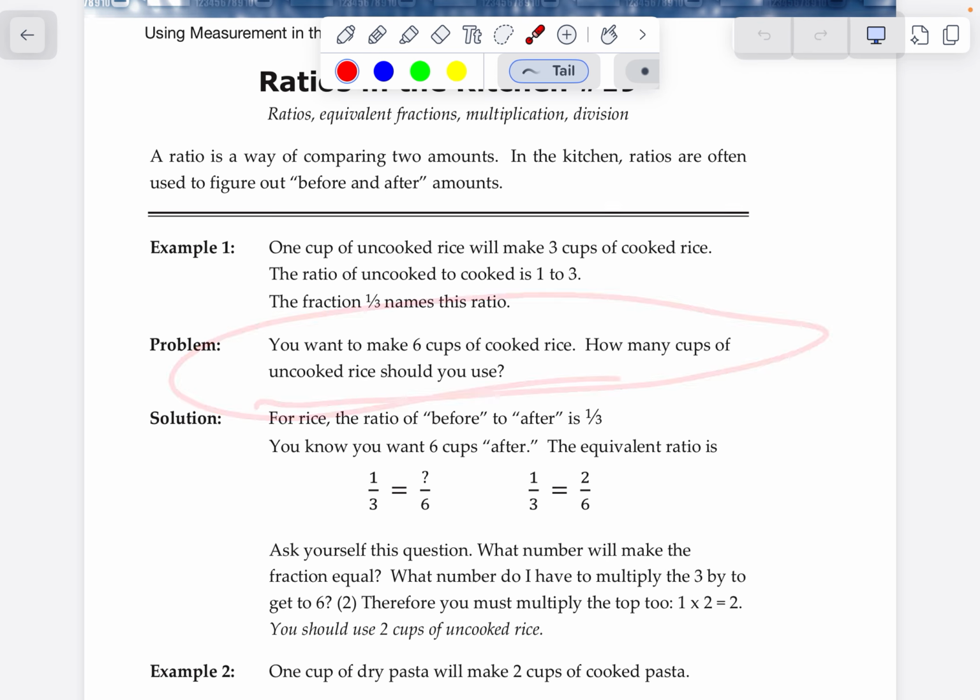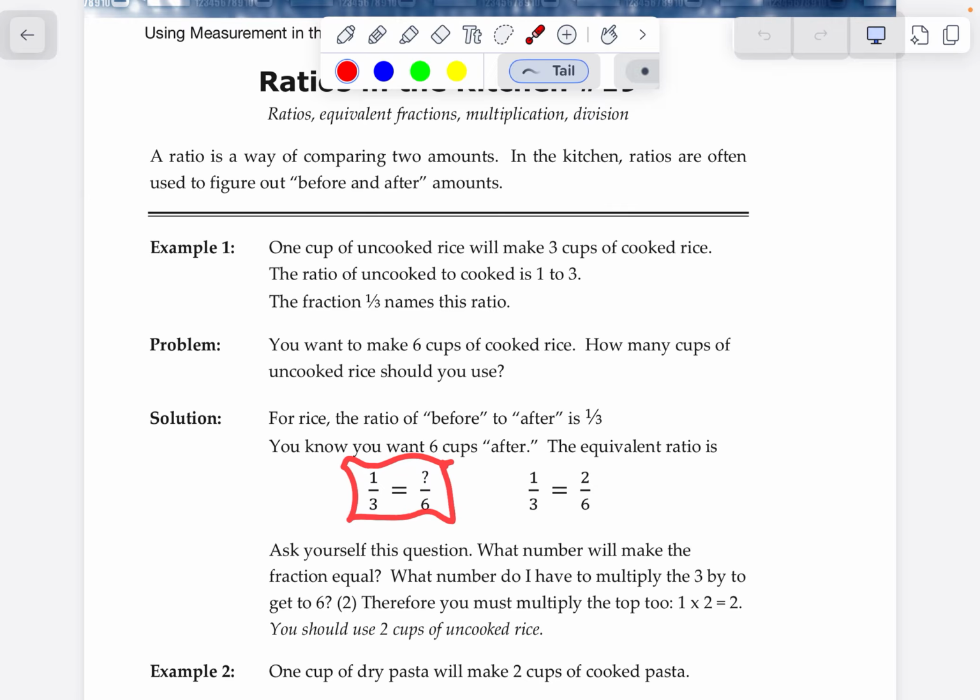So remember, the top is referring to the before, the uncooked version. The bottom is referring to the cooked result, because once you add the water and it absorbs the water, it fluffs up and all that stuff. So all you're doing is solving this proportion.